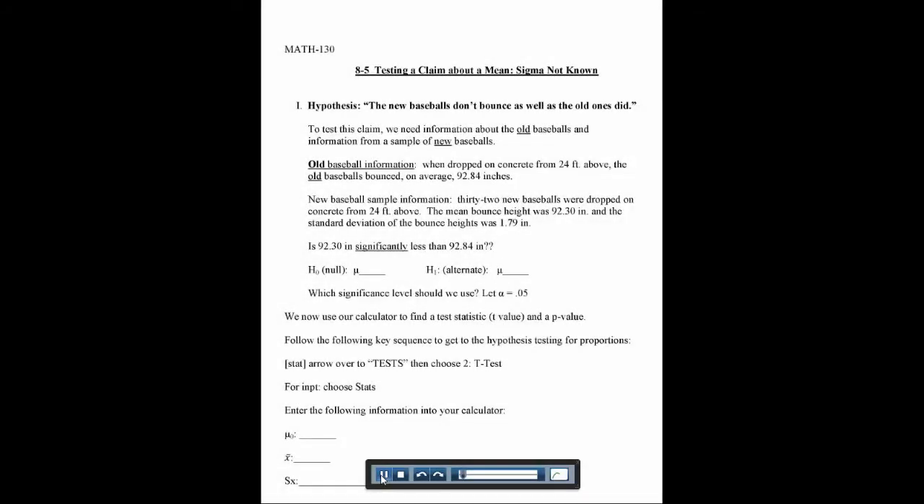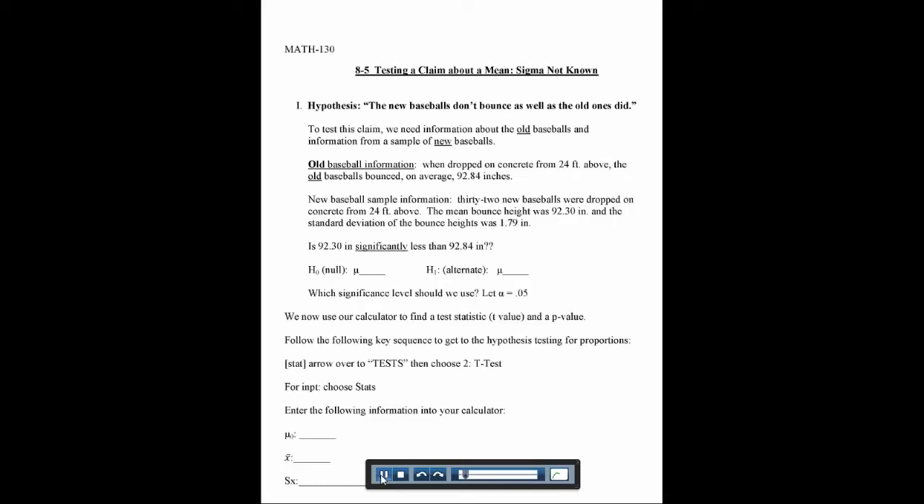In section 8.5, we're now going to do hypothesis testing with means. And at least in this class, we're always going to assume that we don't know the standard deviation of the population, which means we'll use a t-test. Okay, so the first hypothesis we're going to test is that new baseballs don't bounce as well as old ones did.